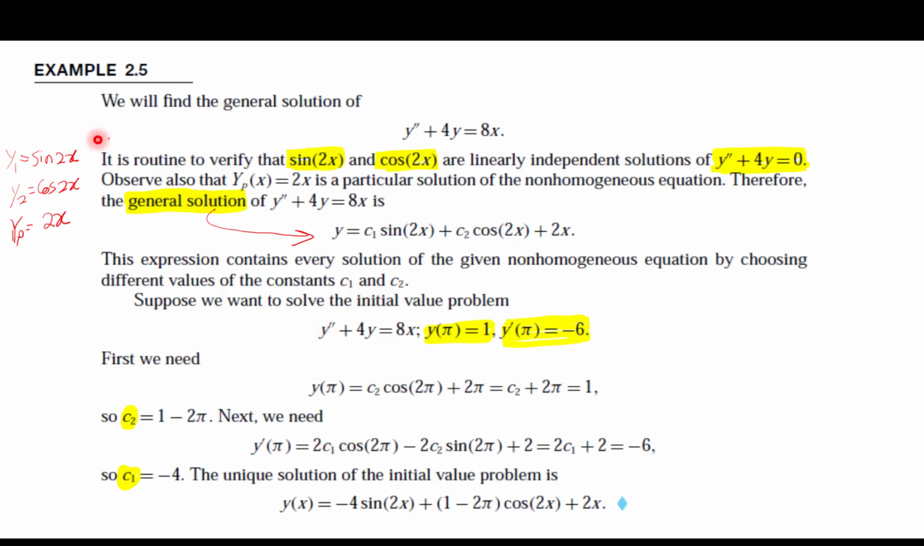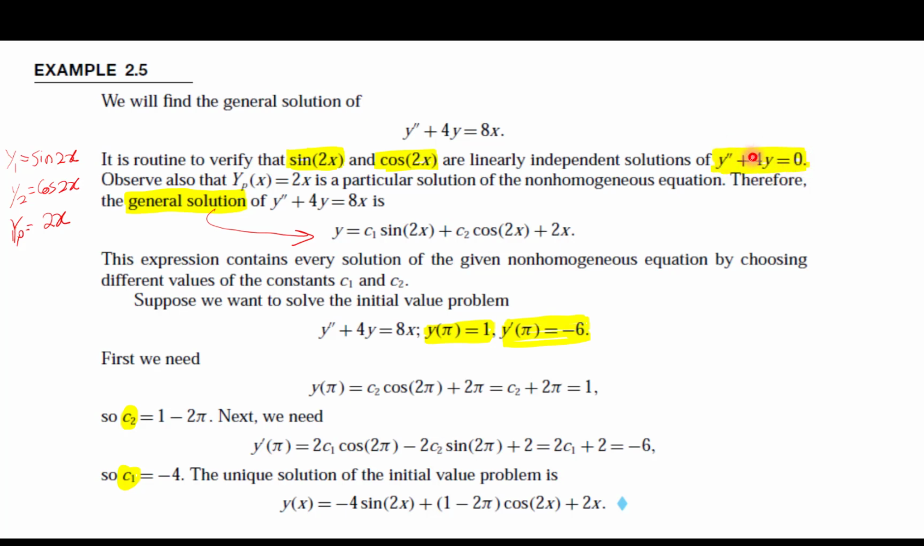For the non-homogeneous case, let's assume that we want to find the general solution of this equation, which is y double prime plus 4y equals 8x. This is non-homogeneous because the right-hand side is non-zero. So we are going to take the left-hand side and equate it to 0 first. So we have y double prime plus 4y equal to 0. This is the associated homogeneous equation.